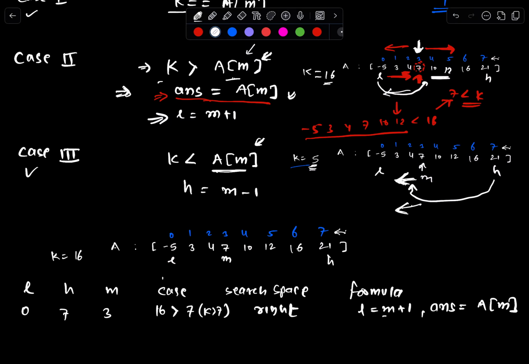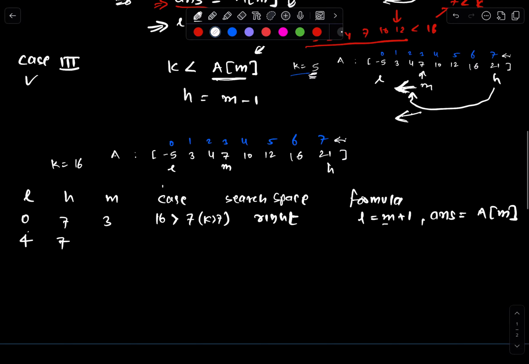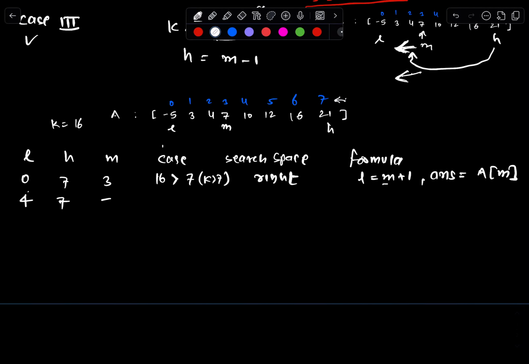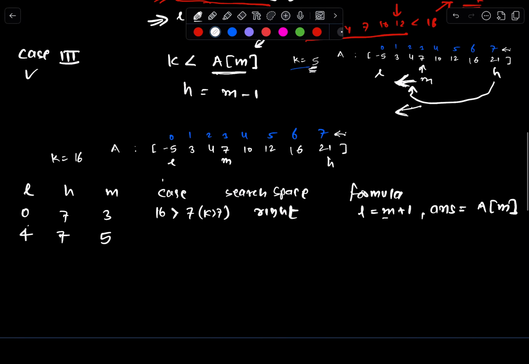Okay. Now L is updated. Now L is M plus 1, which is 4, and H is 7. 4 plus 7 is 11, whose half is 5. So where's my 5? 5 is here. Okay. So again, 16 is greater than, sorry, 16 is greater than 12. A of 5 is 12.